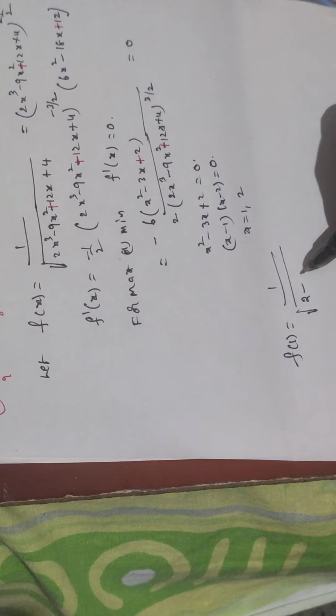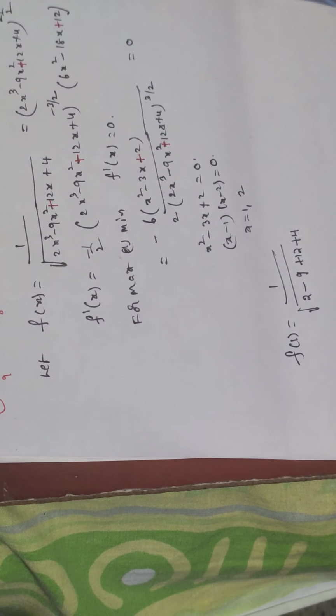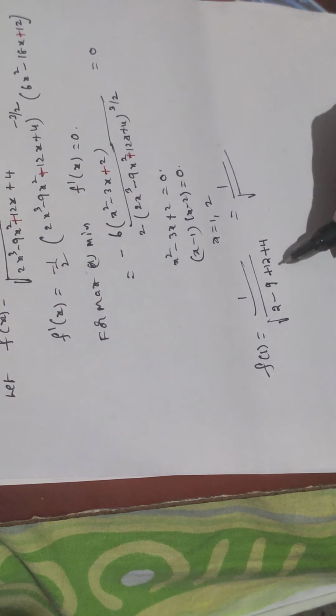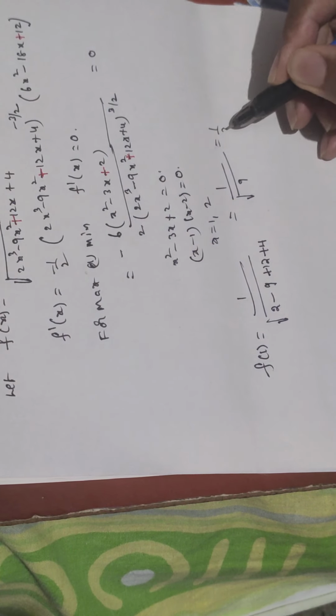2 minus 9 plus 12 plus 4. This is equal to 1 by under root 18 minus 9, that is 9. So f of 1 is 1 by 3. Next, f of 2 is 1 by root of 16 minus 36 plus 24 plus 4.